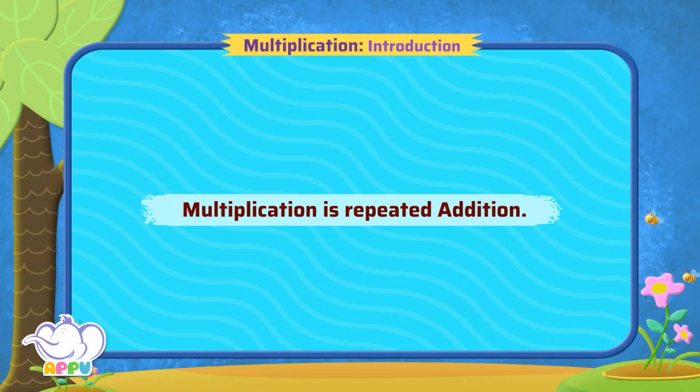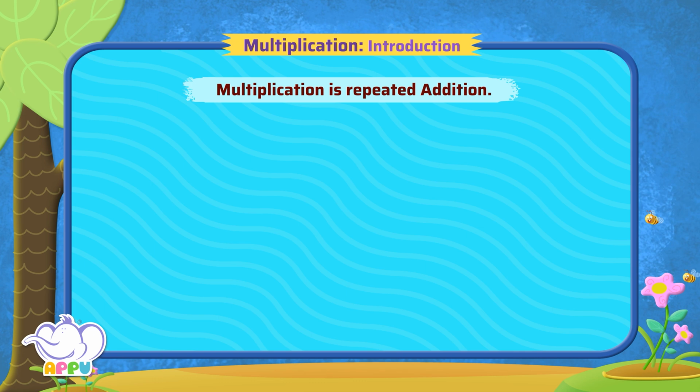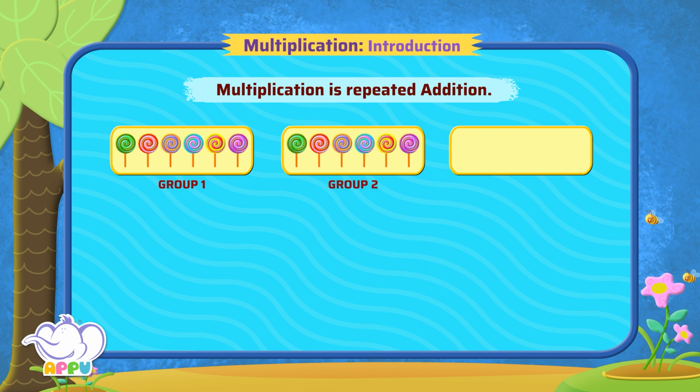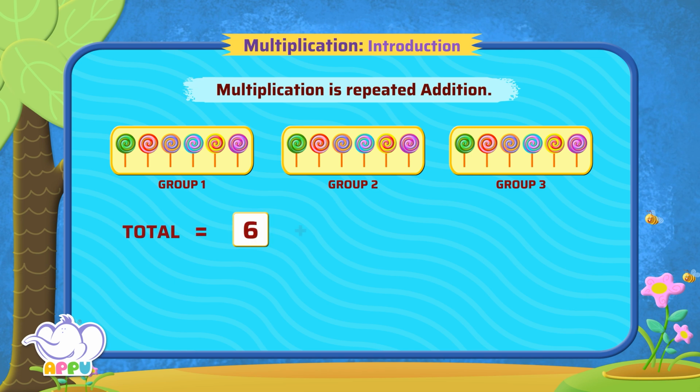Multiplication is repeated addition. Let's see a couple of examples. We see 6 lollipops in each of the 3 groups. So how do we find the total? We can just add 6 plus 6 plus 6, which equals 18.